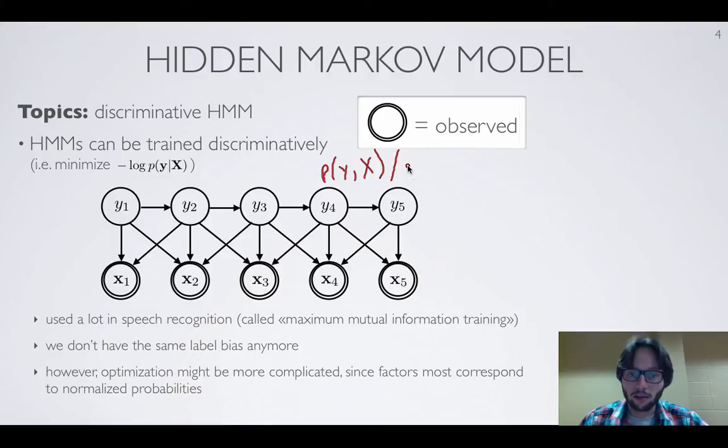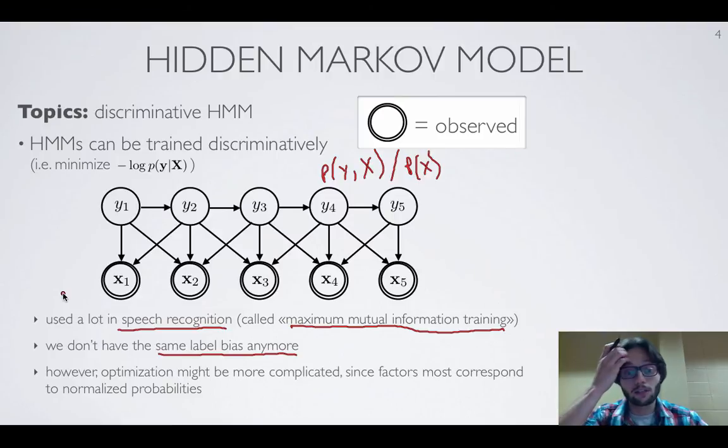by dividing by the marginal probability of x, which means that we can have an expression for minus the log of the conditional probability of y given x, and we could try to optimize that, essentially optimizing our model to assign high conditional probability to the labels given the inputs. Discriminative training of HMMs is actually used a lot in speech recognition. It's known as maximum mutual information training. And we can show that we don't have the same label bias problem anymore.